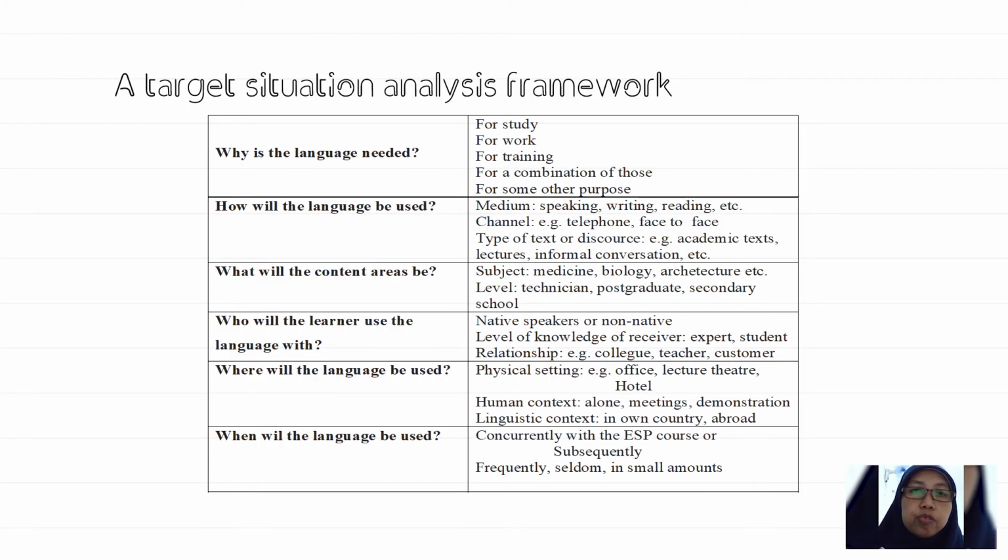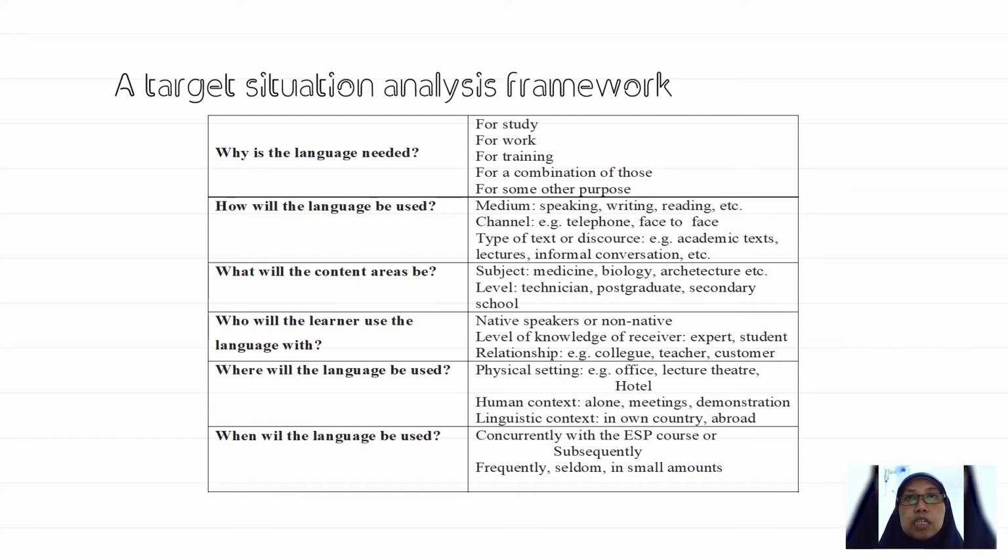Next, we would like to talk about a target situation analysis framework. So the simple framework outlines the kind of information that the course designer needs to gather from an analysis of target needs. Okay, let's have a look at the table here. This is a target situation analysis framework.